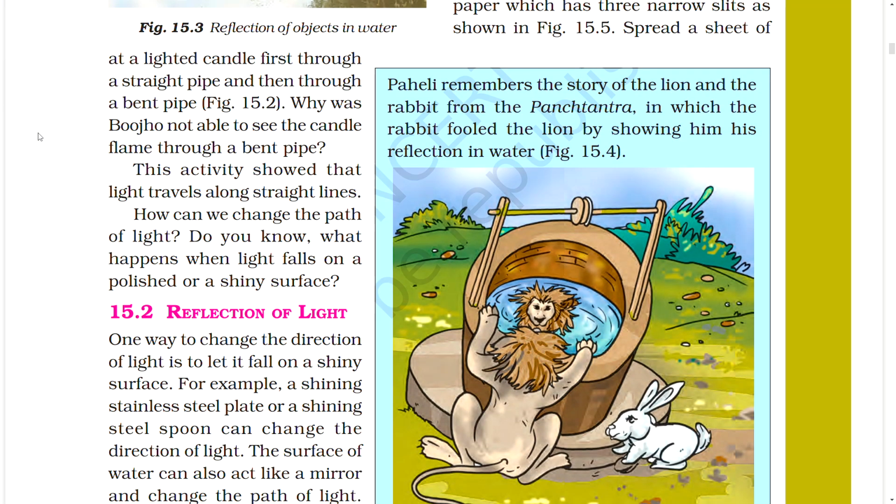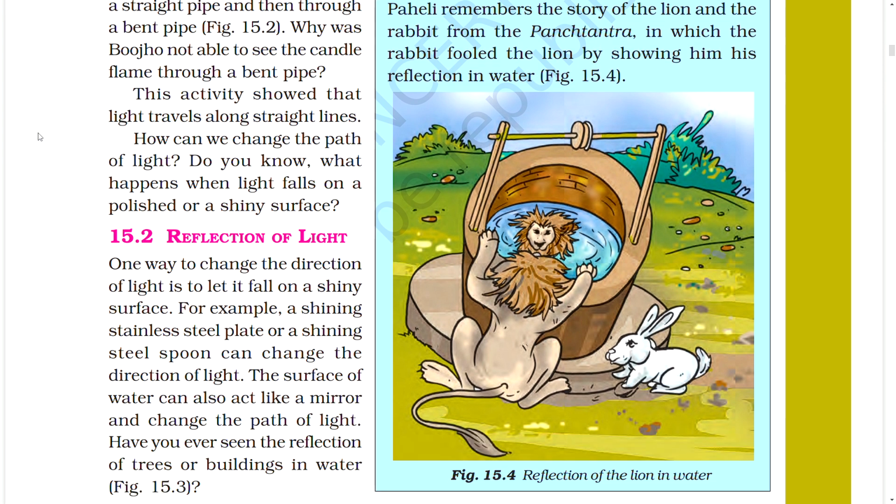Paheli remembers the story of the lion and the rabbit from the Panchatantra, in which the rabbit fooled the lion by showing him his reflection in water. Figure: reflection of the lion in water.